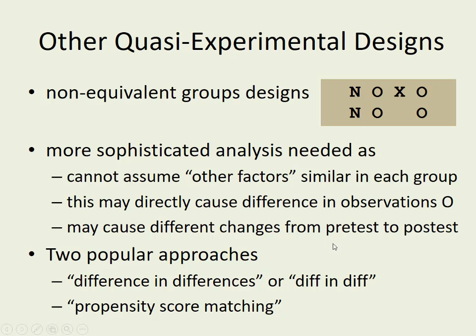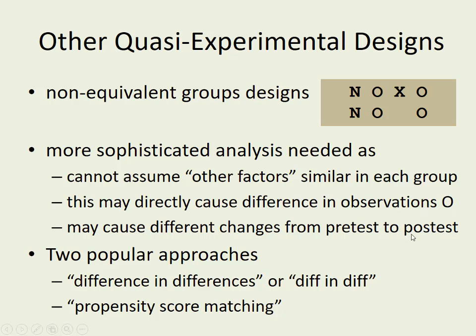Now here, you've got to use much more sophisticated analysis, because all that stuff I showed you at the start of the lecture about how randomization magically deals with all the other factors that could be playing a role, including the unks, the unknown unknowns. There's no randomization, so you can't assume all those other known and unknown factors are the same. And they might cause the differences you see in the observations between the first and second observations. So if you see something change, maybe X had nothing to do with it.